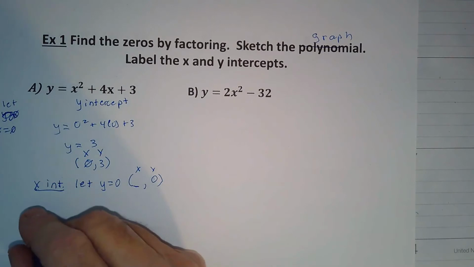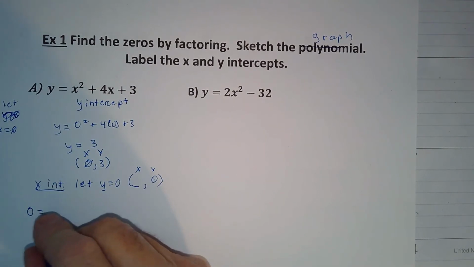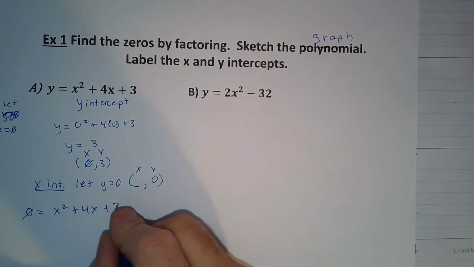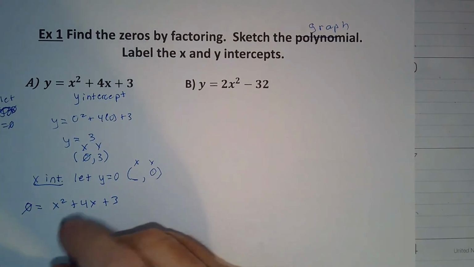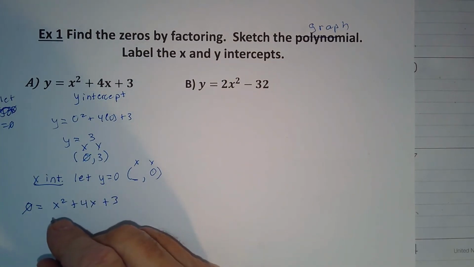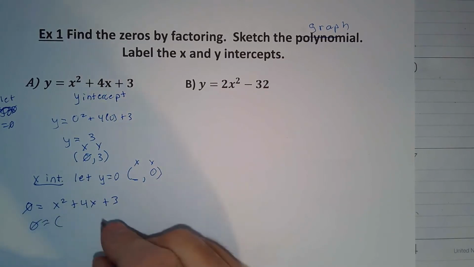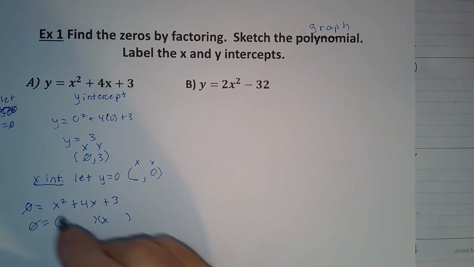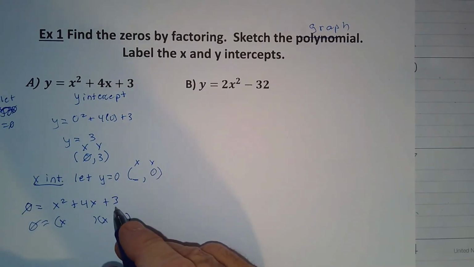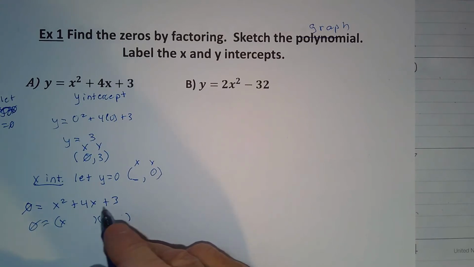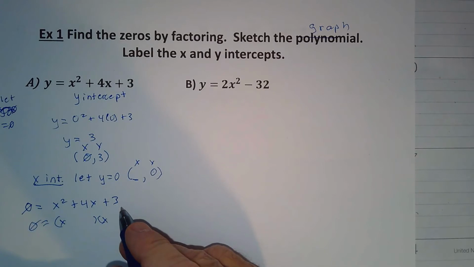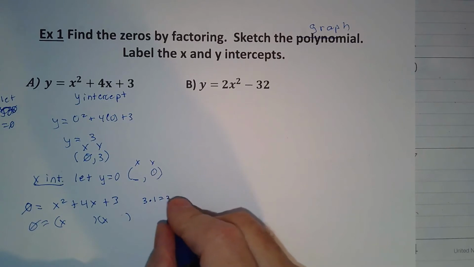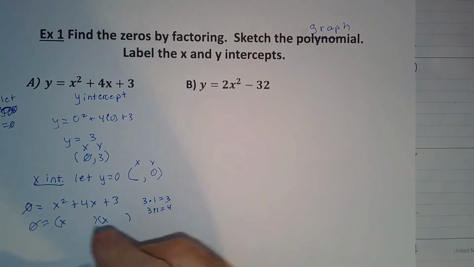All right, so that means we're going to make y the 0. 0 equals x squared plus 4x plus 3. Right? And then we do the factorization. So we go 0 equals, and we do our double bubble. We've got x times x for the x squared. And then what times what equals 3? What are the factors of 3 that when added together equal 4? Well, that's pretty easy. 3 times 1 equals 3. 3 plus 1 equals 4. So that's what we want.